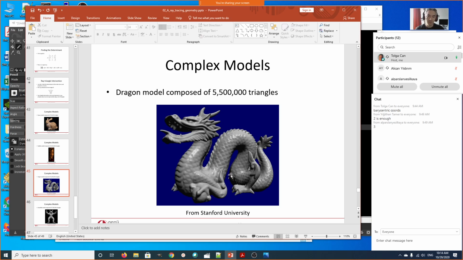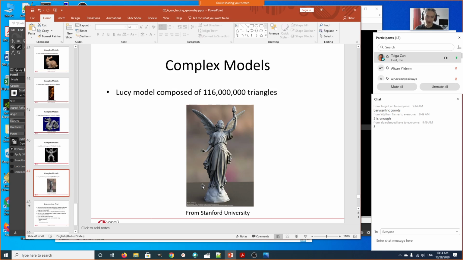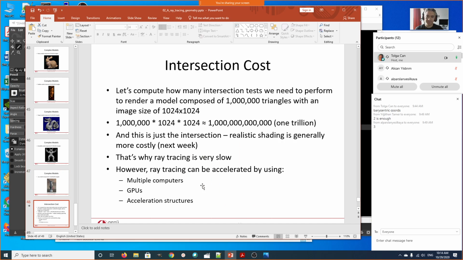So we need to devise ways to index the scene, put a data structure on the scene to get rid of unnecessary intersection tests. So this is the armadillo model. Again, it's not texture mapped. It's gray colored throughout, the same material, and 7.5 million triangles. Wow, this one is 116 million triangles. So you can have really large triangle models.